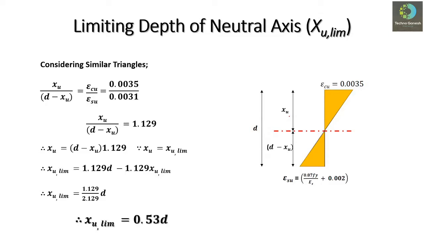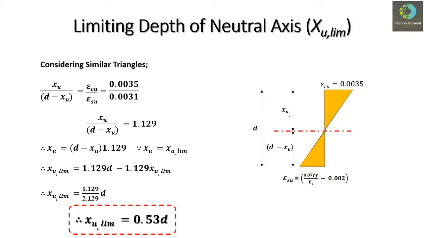So we'll get the value of XU limiting as 0.53 D, which is the standard value for Fe250 grade of steel. So if we know the dimensions of the section, we can calculate the amount of D, that is the effective depth of that section, and by knowing that effective depth we'll be able to find out the XU limiting.